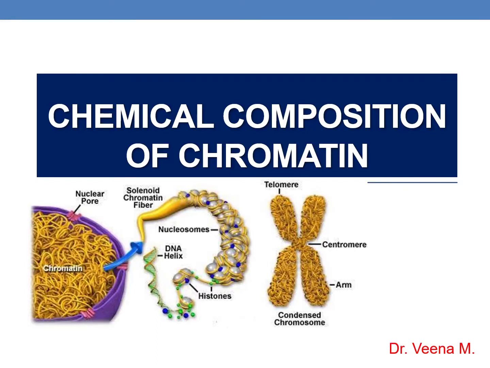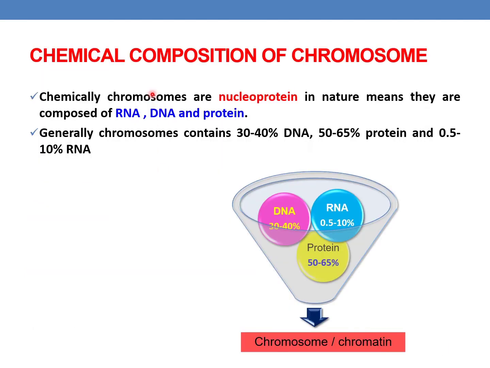In this session, let us understand the chemical composition of a chromatin. Chemically, the chromosomes are nucleoprotein in nature. That means they contain nucleotides and protein. The nucleotides here are the RNA and DNA, and the proteins.